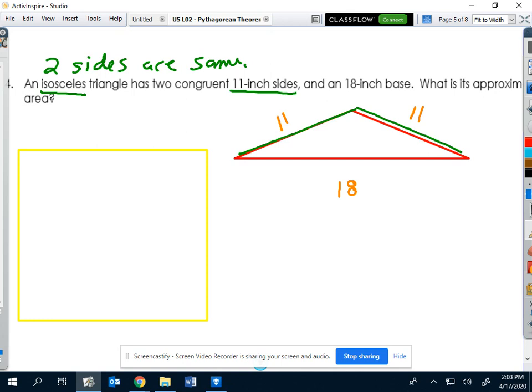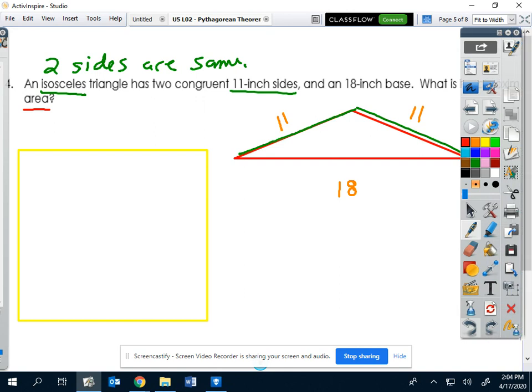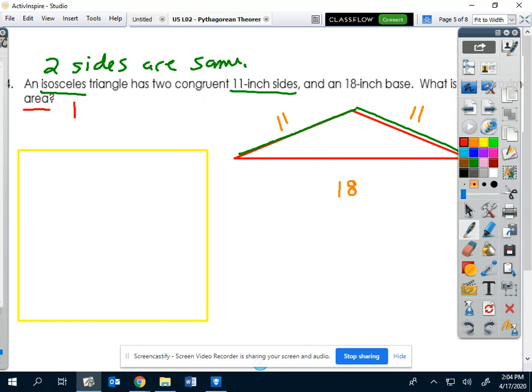Now the question says, let's approximate the area of this triangle. And so that's your first little question there: I can't actually find the area of this triangle because I don't know the height. I don't know what the height of this triangle is. If you remember, the area of a triangle is base times height divided by 2. That's how you find the area of a right triangle, or of any triangle really. But we need to know the actual height because the height is not 11.